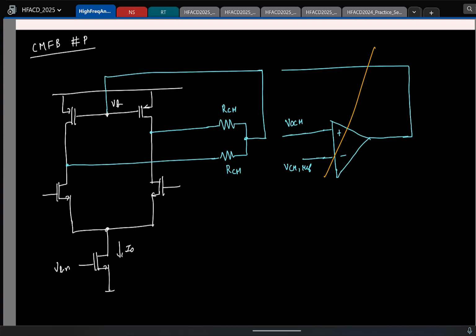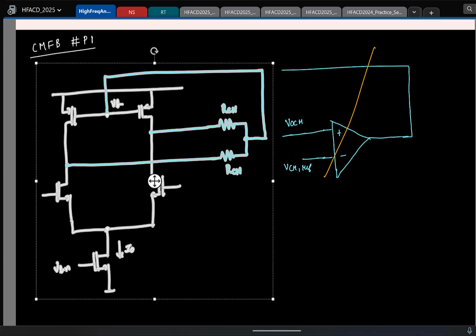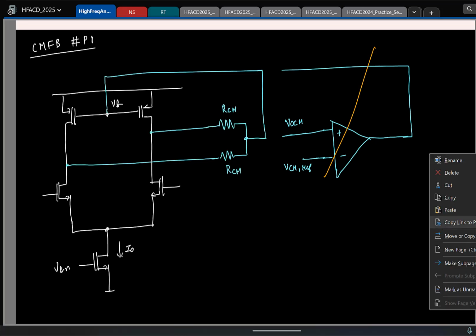At least there is definitely a feedback here, right? Feedback is negative. So it is not like the two current sources are independently biased. That much is clear. This I'll call CMFB variant P1, the first thing. And let's actually draw this in a more aesthetically pleasing fashion. Maybe I'll just copy paste the entire thing.